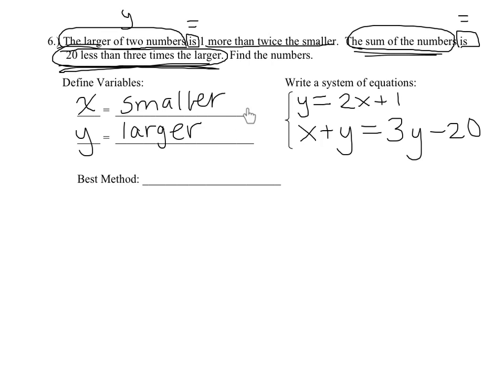Now if you switched these two and you said that x was larger and y was smaller, then you would just have x equals 2y plus 1, and you would have x plus y equals 3x minus 20. Either way, it does not matter which one you called smaller and which one you called larger. When you go to solve it, the answer will speak for itself. So this one, hands down, the method I would use here is substitution. I would not mess with any other method here because, look, y is already alone. All you have to do is put y into the equation below, 2x plus 1, but you have to put it in 2 places. You'd have to put it here, and you'd have to put it here. Okay?